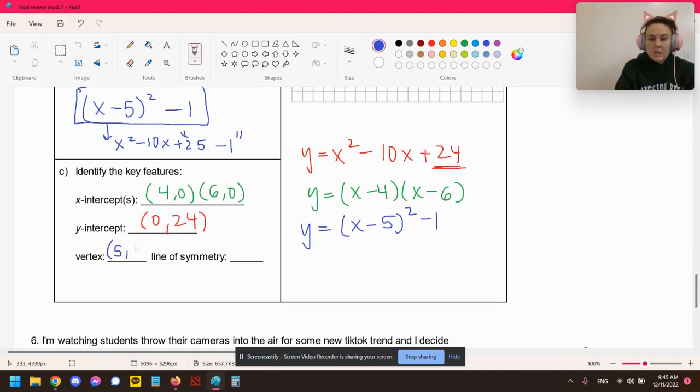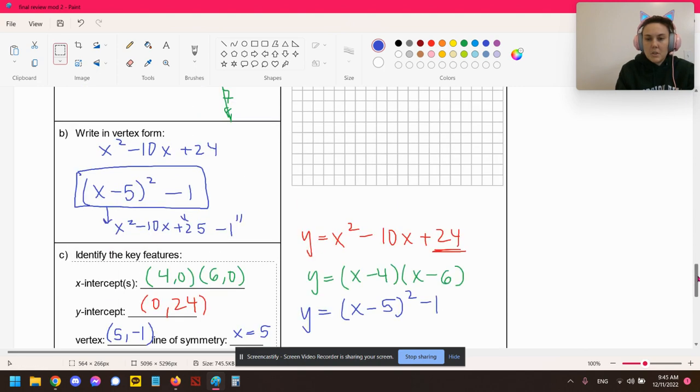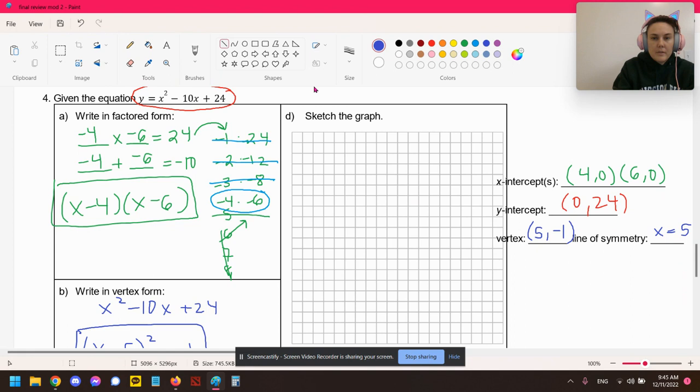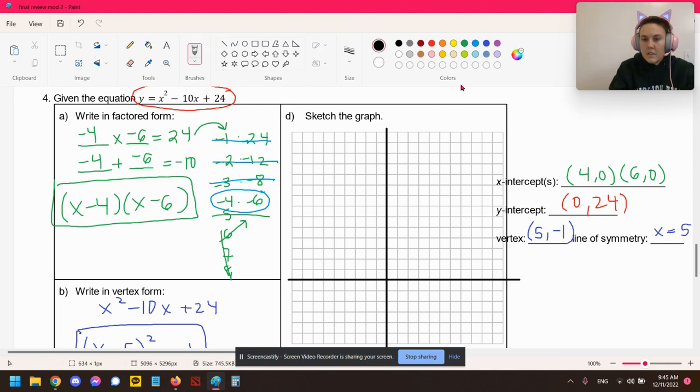This tells me my vertex and my line of symmetry. Now that I have these three things, my key features, I bring them up to my graph, I graph some axes, and I start plugging stuff in.